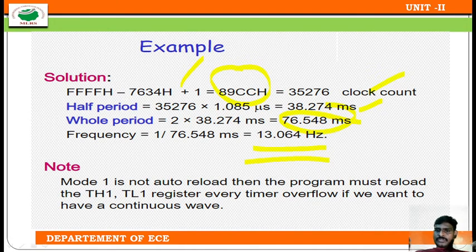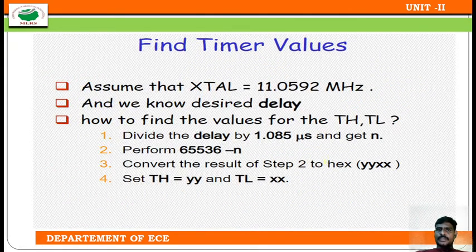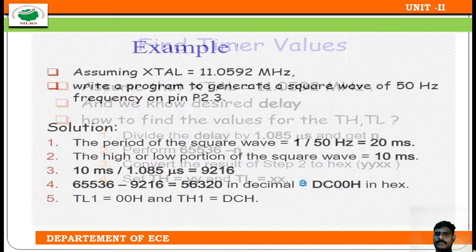In case I want to generate 1 millisecond or 2 milliseconds, first you need to calculate the initial value, then load those values. Assume the crystal oscillator. If you want a desired delay, how do you find that value? Divide the delay by 1.085. For example, if I want 1 millisecond, divide by 1.085 microseconds, so we get some value. Then subtract that value from 65536. Those are the steps to find the default values.